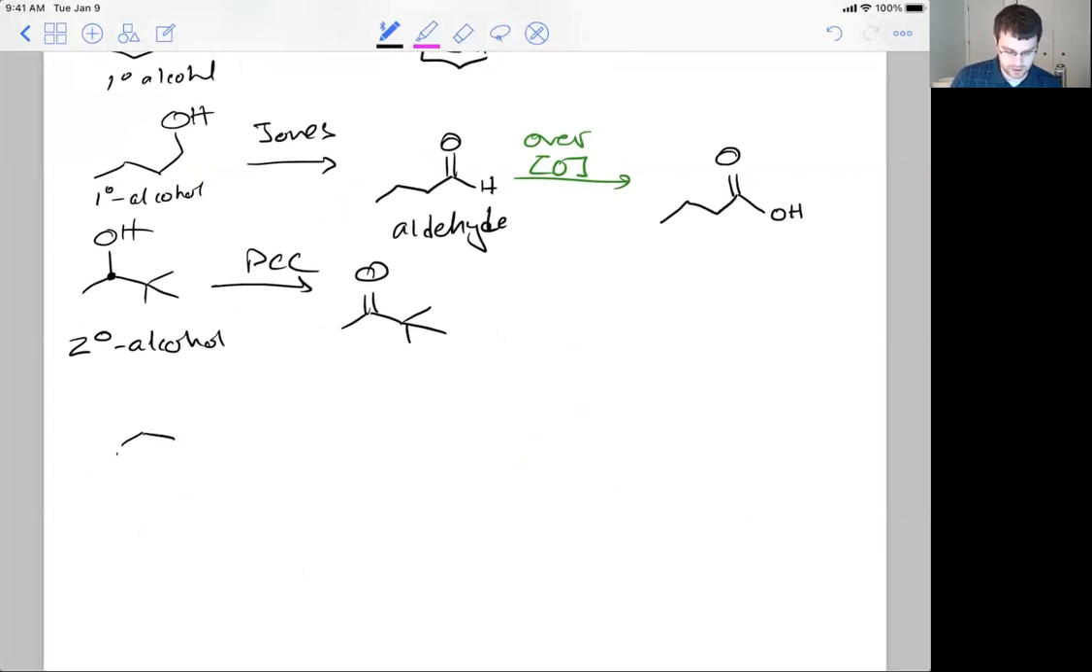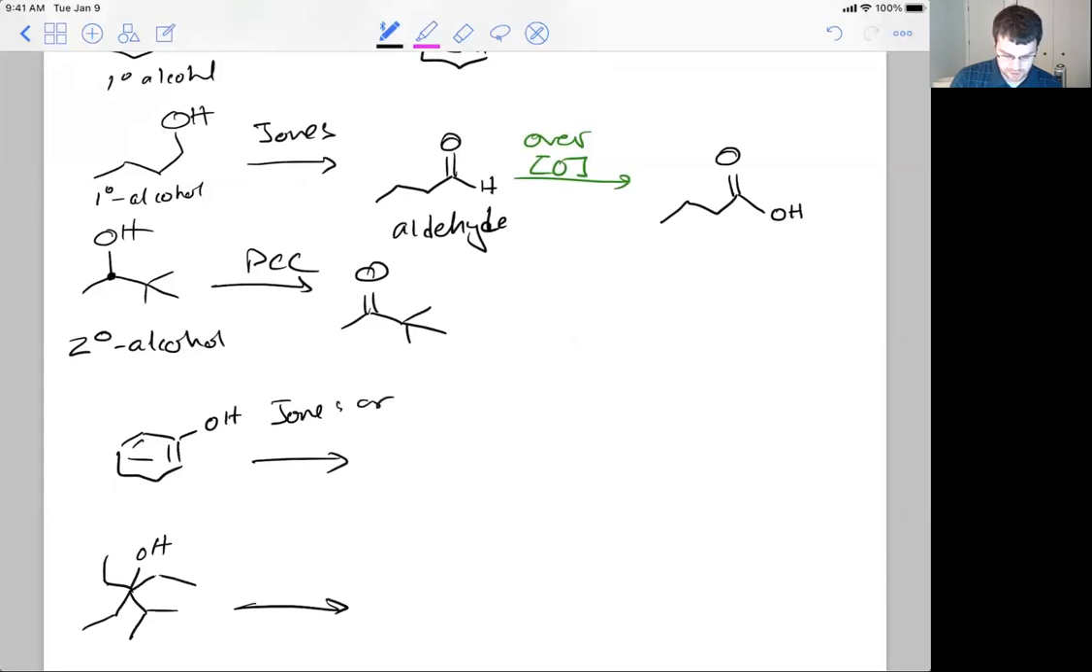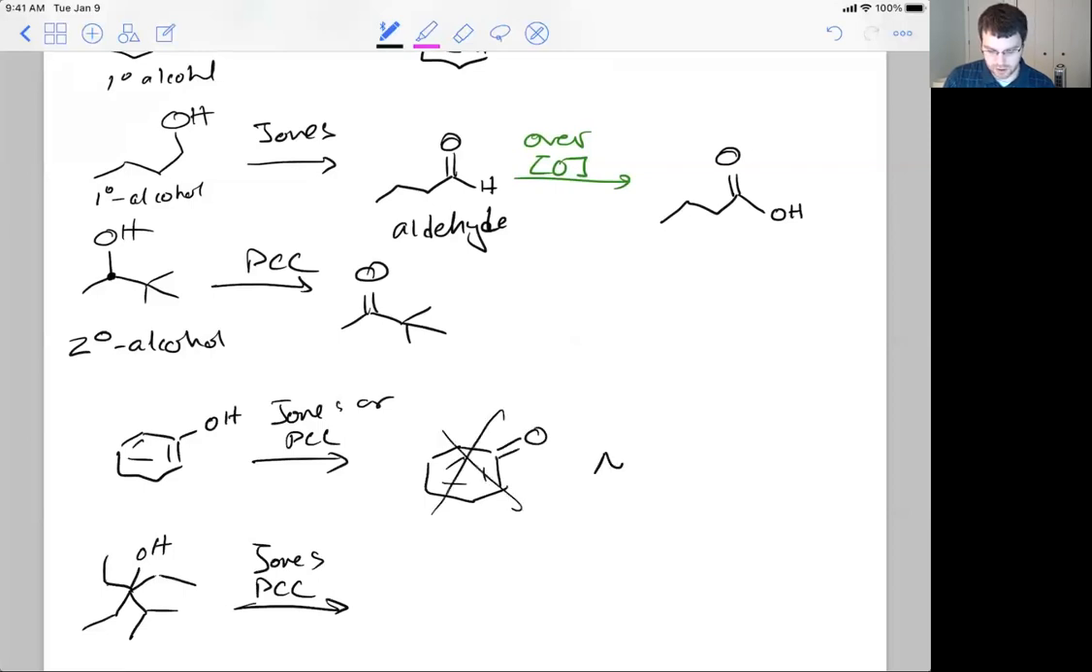So what if we had something like this, or something like this? Well, that's not right. Let's put the OH here. Okay. Both of these are no reaction with the Jones or PCC because there's no second hydrogen to be lost in the oxidation process. The products would be a carbonyl that breaks the octet rule. You just can't do those reactions, and as a result, we just stall out and we get no reaction in both cases.